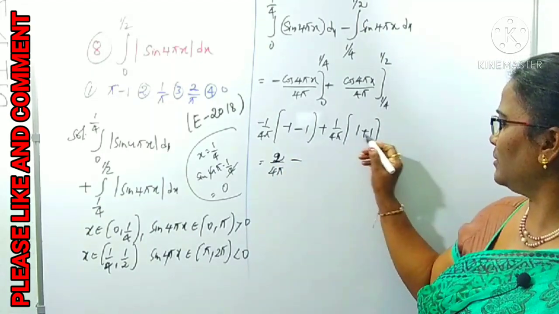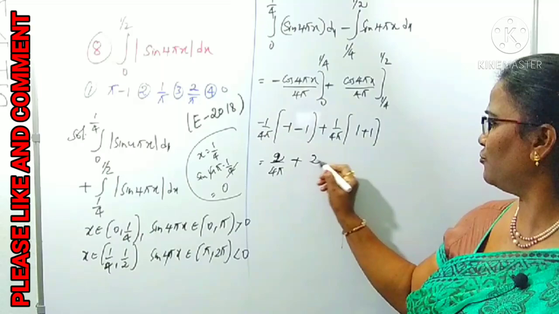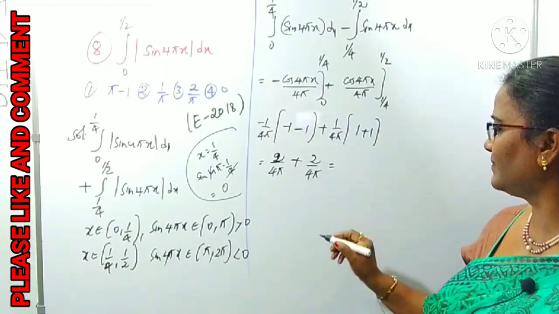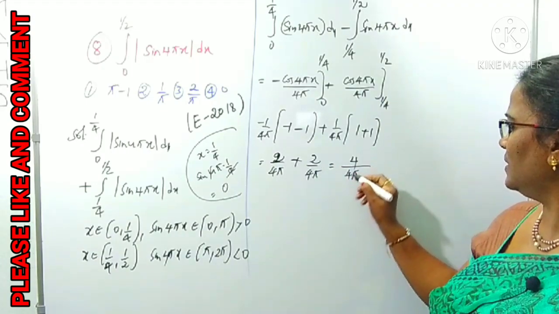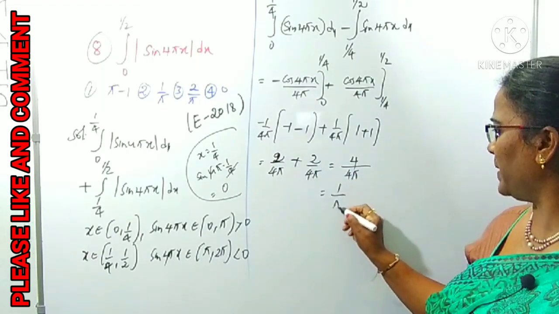Right? Here also 1 plus 1, 2, plus 2 by 4 pi. What is the LCM? It is 4 pi. 2 plus 2 is 4. Therefore, the resultant value is 1 by pi.